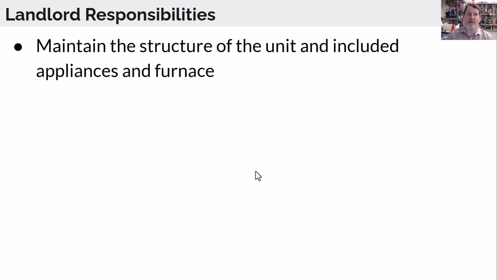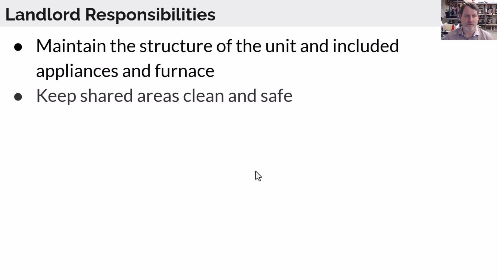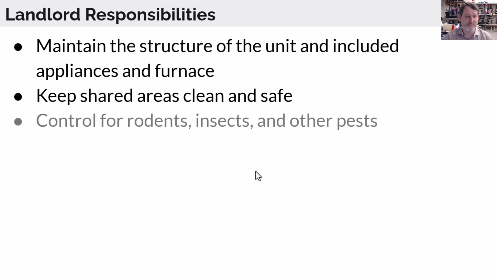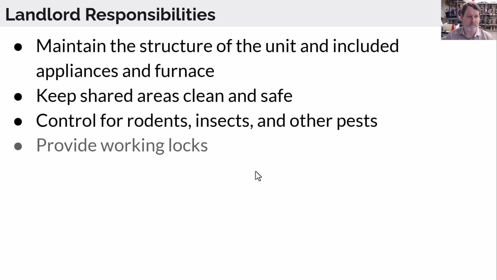So, your landlord responsibilities. They're responsible for maintaining the structure of the unit and included appliances and the furnace. So all the stuff that was already there when you moved in, it's their responsibility to keep that maintained. They're required to keep all the shared areas clean and safe. Control for rodents, insects, and other pests. So if you have mice in your apartment or something, you need to let your landlord know. It's their responsibility to take care of that, not yours.